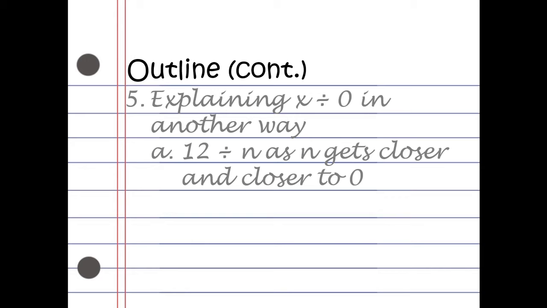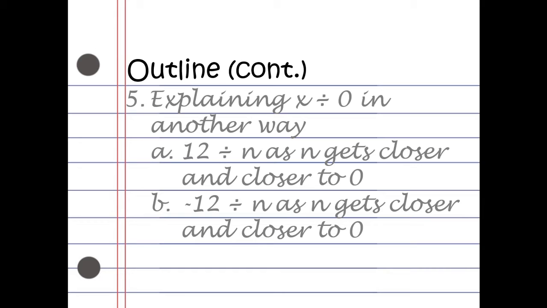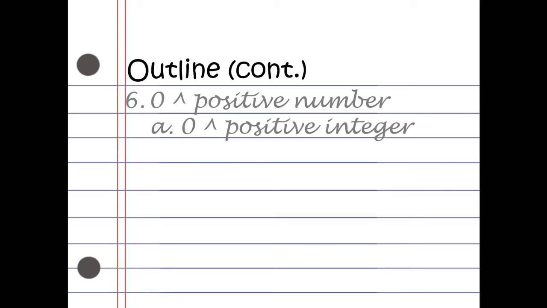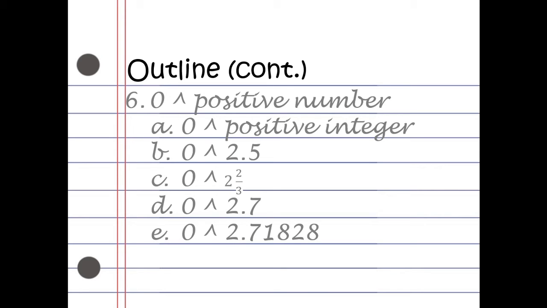First, I talk about 12 divided by n as n gets closer and closer to 0, and then negative 12 divided by n as n gets closer and closer to 0, and then we summarize. Then we talk about 0 to the power of a positive number. Then we talk about 0 to a positive integer, 0 to 2.5, 0 to 2 2/3, 0 to 2.7, 0 to 2.71828, 0 to e, and then we summarize the findings.